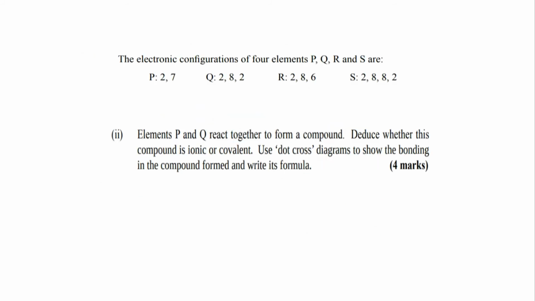On to the last question. Elements P and Q react together to form a compound. Deduce whether this compound is ionic or covalent. Use dot cross diagrams to show the bonding in the compound formed and write its formula. All right, so elements P and Q. Let me write it back. P is 2,7, and Q, what was Q? 2,8,2.